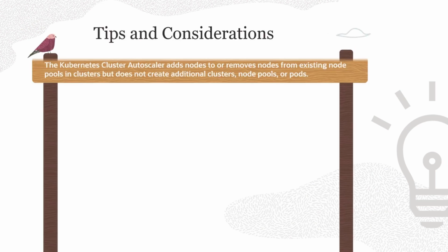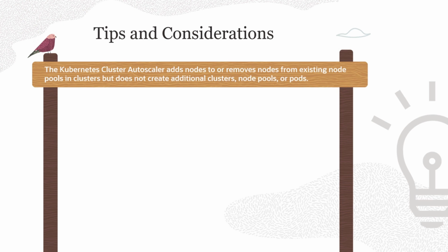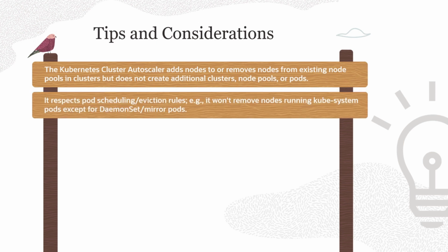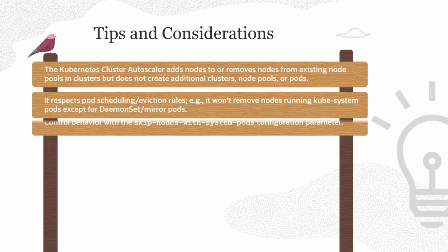Let's explore essential tips and considerations when working with Kubernetes Cluster Autoscaler. The Kubernetes Cluster Autoscaler dynamically adjusts existing node pools within the cluster, avoiding the creation of new clusters, node pools, or pods. Ensuring compatibility with pod scheduling and eviction rules, the autoscaler won't remove nodes running essential kube-system pods except for daemon sets or mirror pods.